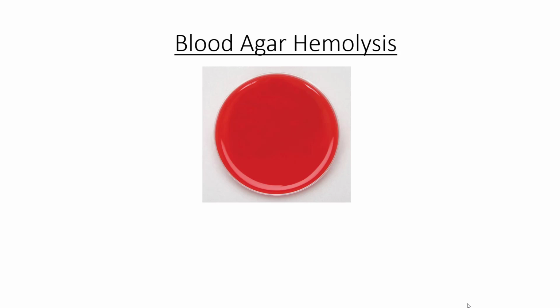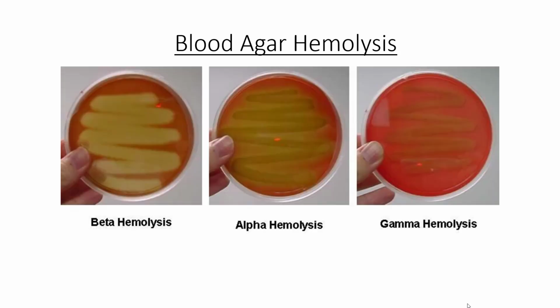If a species completely lyses the red blood cells, we call that beta hemolysis. If it shows partial lysing, and partial should be in quotes because there is no such thing as a partial lysing, but it does seem to lyse a little bit and then ends up changing the color of the hemoglobin to make the blood agar look more yellowish. We call that alpha hemolysis. And if it doesn't really do much to the blood at all, we call that gamma hemolysis. So here are the hemolysis patterns.